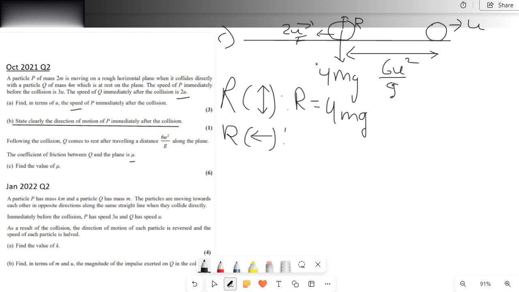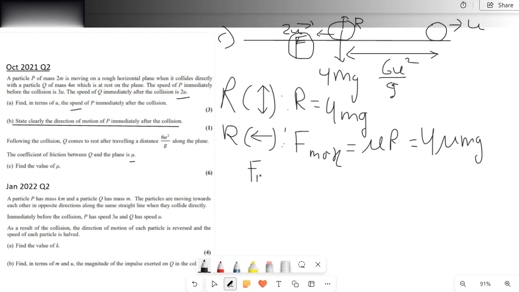So towards the left, the only resultant force is friction, which causes a decelerating force. We can say F max is equal to mu R, which was discussed in our previous video, and so we have 4 mu mg, as mu is unknown. Resolving to the left, F max is equal to mass times acceleration, as this is the only resultant force as mentioned before.